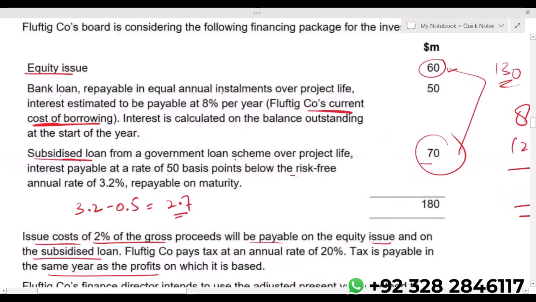Subsidized loan from the government over a project life. Subsidized loan amount is 70 million. On this 70 million, we have to actually calculate post-tax subsidy benefit.